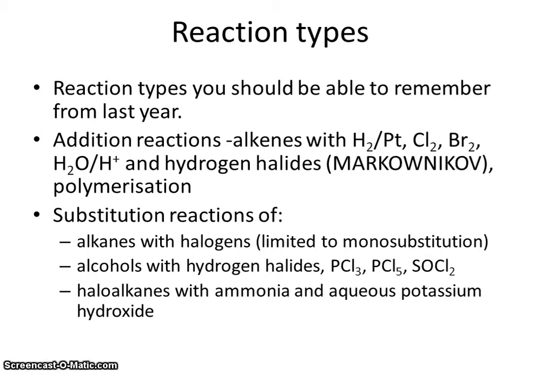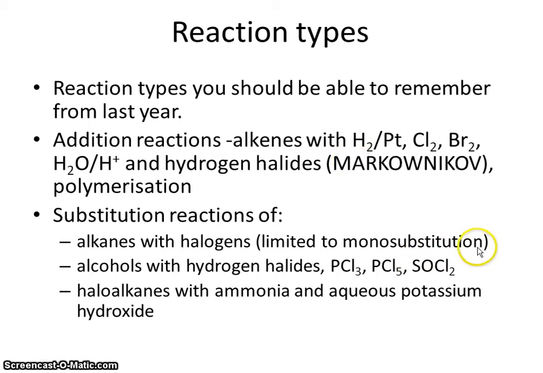Substitutions where you are substituting one hydrogen for something else, or alcohol groups. So you've got alkanes with halogens, so that is limited to mono substitution, so you'll have carbons in a chain and one hydrogen will be substituted with the halogen. So instead of a hydrogen you'll have a chlorine, or a bromine.